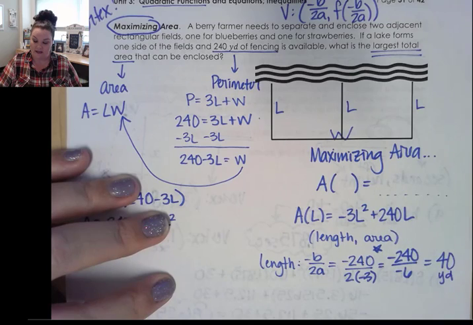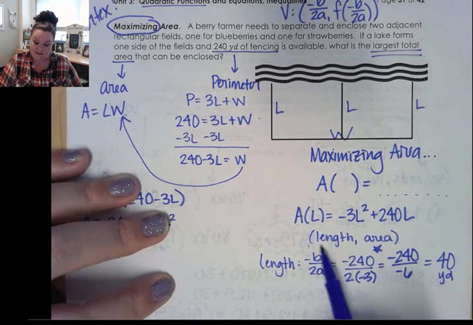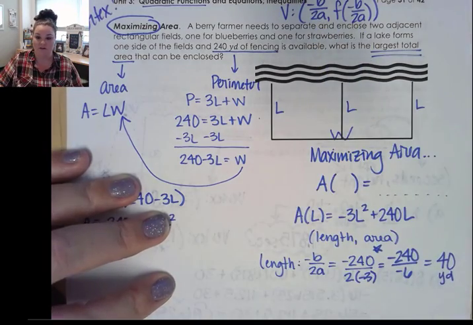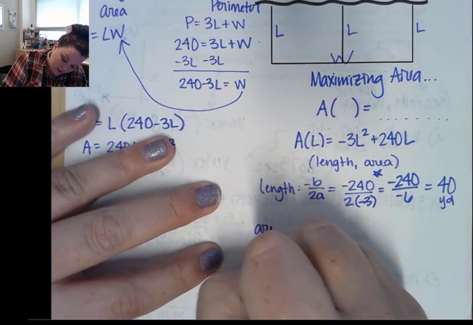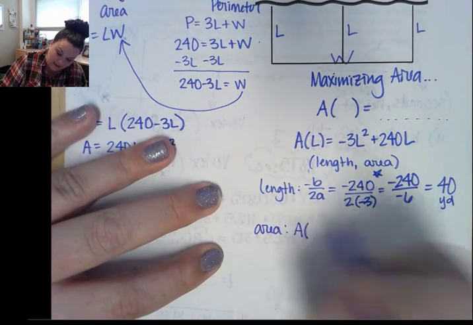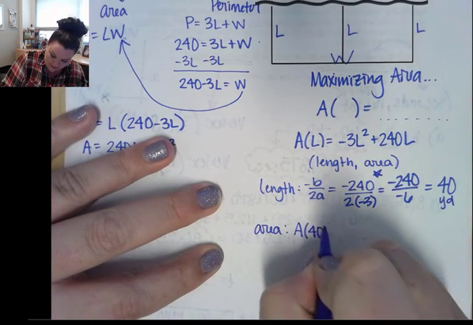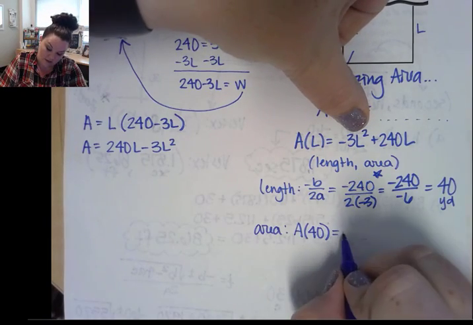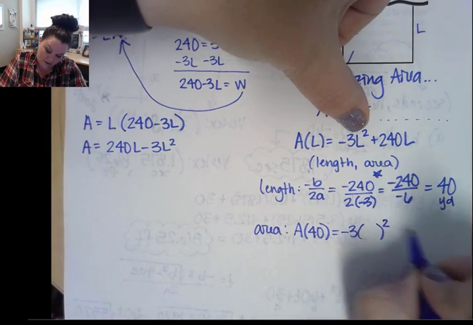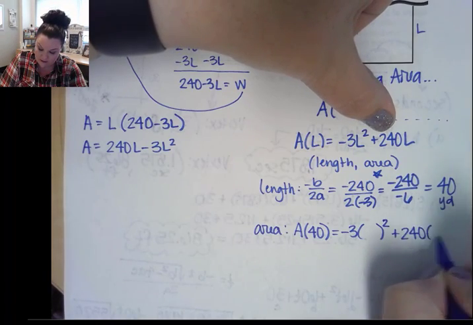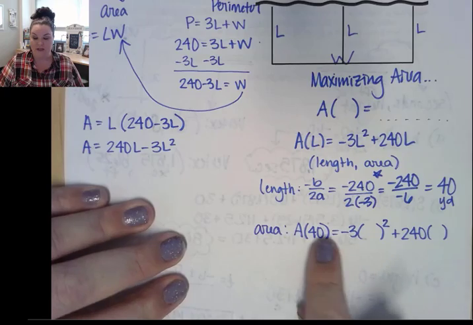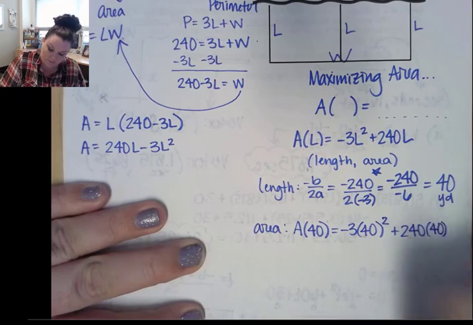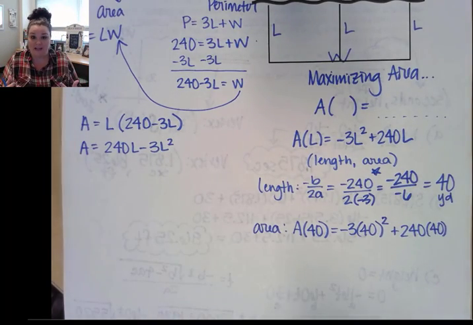So to find the total area, now that we know this first coordinate, to find the second one, we take whatever we got for the first one and we plug it back into the function. So in order to find the area, we need to plug the length that we just got, which was 40, back into our area function. Our area function says to do negative 3 times our input squared plus 240 times our input. And what we're inputting is that length that we just discovered was 40. Okay, so 40 yards is what creates a maximum area.